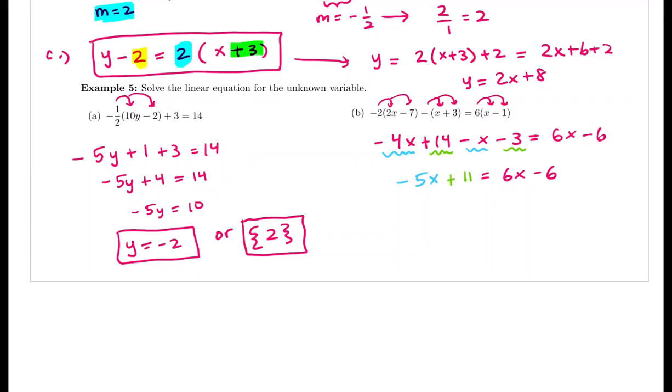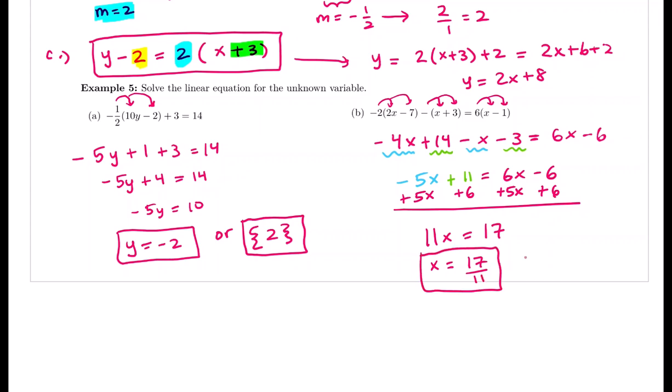From here, I'd like to isolate x, so I'm going to add 5x to both sides. And I'm also in this same step going to add 6 to both sides. 6x plus 5x is 11x, and then 11 plus 6 is 17. My last step, I will divide both sides by 11. And I get x equals 17 over 11, or if we put this in set notation, we have this.